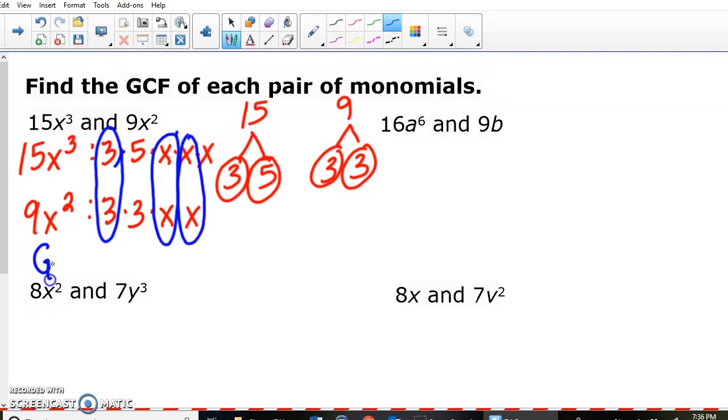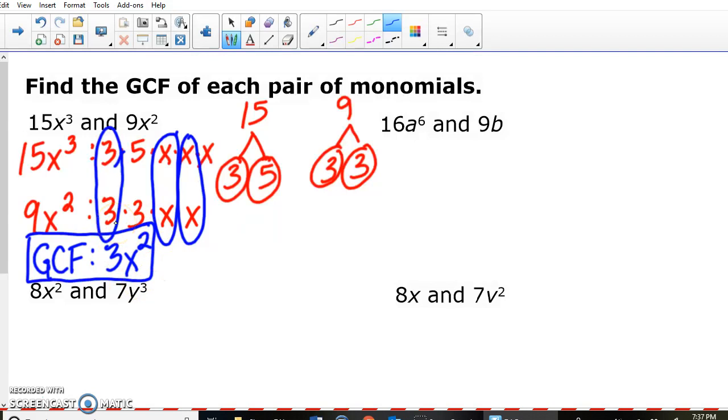So for my final answer then, the GCF, I write down what I circled. So I circled a 3, and I circled 2 x's, or x squared. Okay. Now I see lots of people sometimes get confused. They think, oh, well, I circled 4 x's. Well, that's not true. You circled 2 x's, and so that's what you want to go with in your final answer.